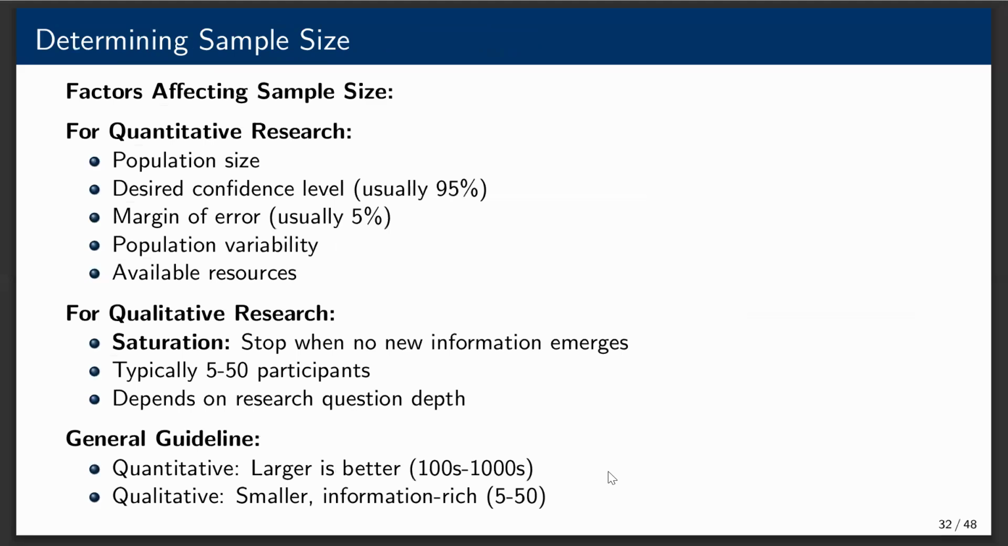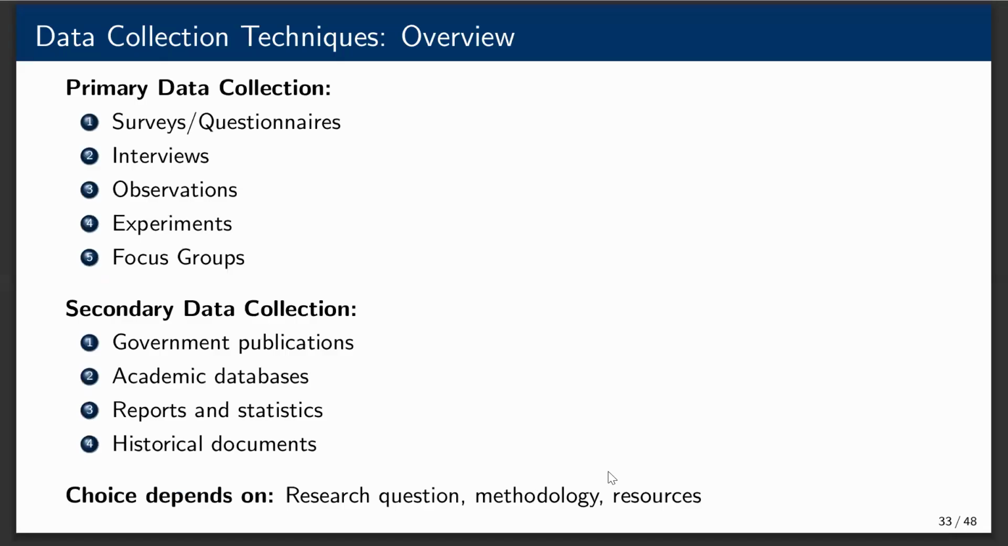Now to determine the sample size, the factors affecting sample size for quantitative research are population size and desired confidence level, usually set at 95%. Margin of error is usually 5%. Then population variability, then available resources. For qualitative research, saturation stops when no new information emerges. Typically it is 5 to 50 participants. It depends on the research question's depth. So the general guideline is that in quantitative research, larger is better, like between 100 to 1000. But in qualitative, smaller but information-rich, like between 5 to 50.